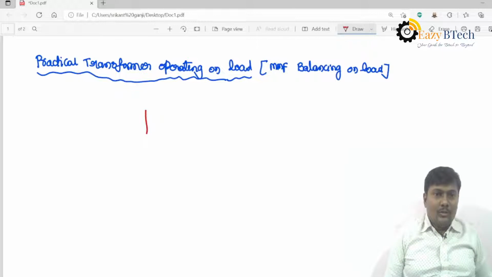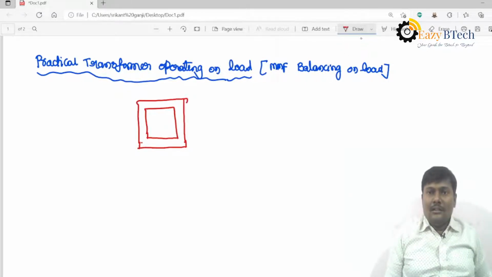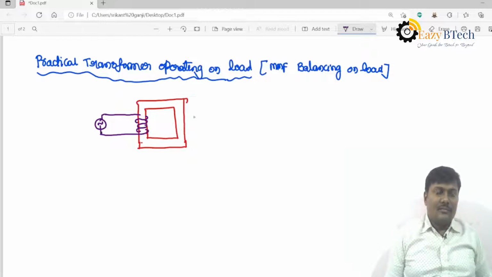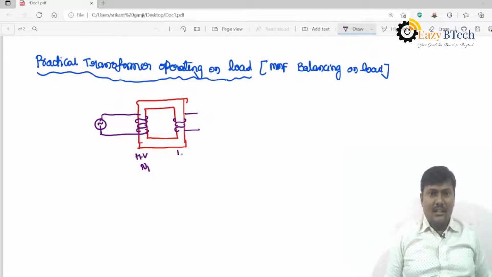So I am taking a core type of transformer. Here I am drawing a core type of transformer. On limb 1, I have wound the winding, that is the primary winding. On limb 2, we have to wind the winding, that is called the secondary winding. So this HV winding has N1 number of turns. This LV winding has N2 number of turns.